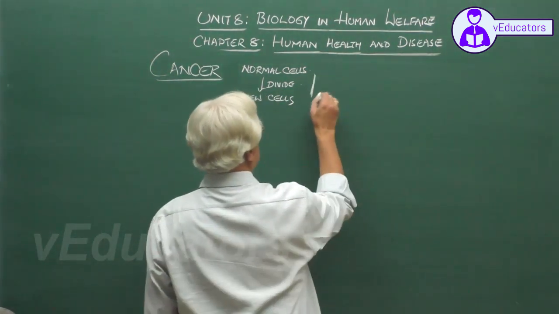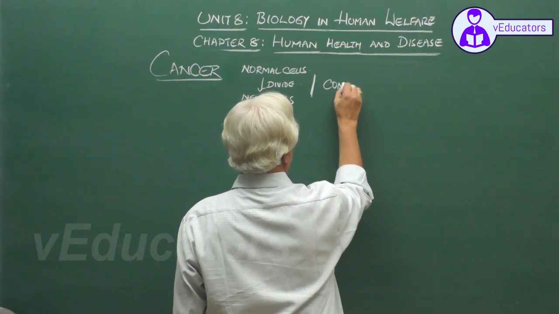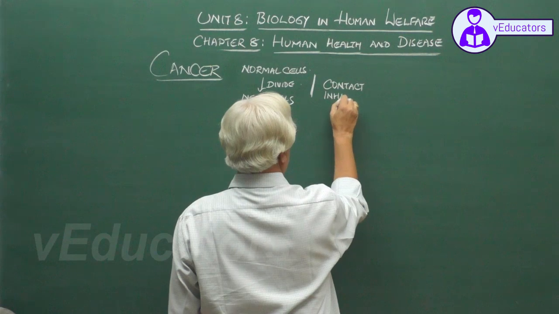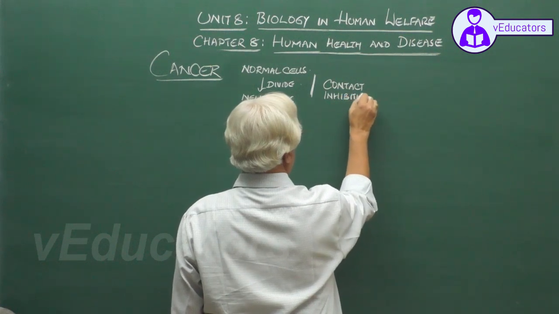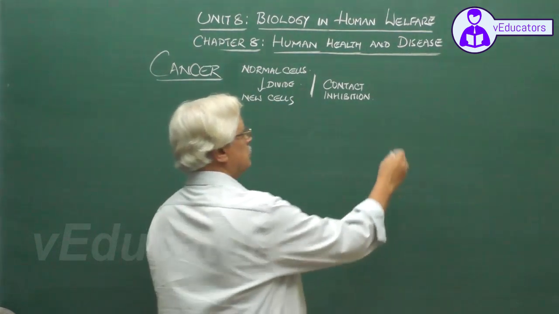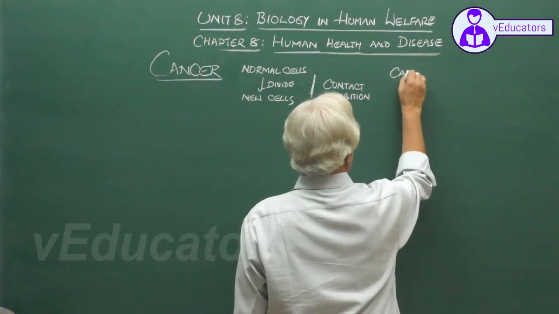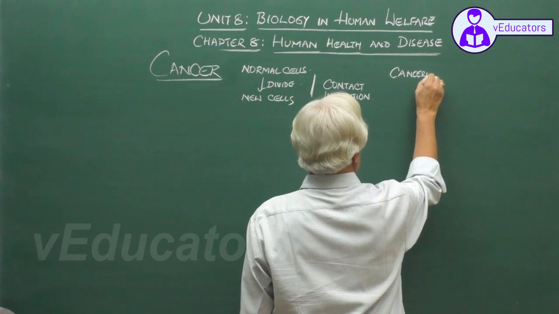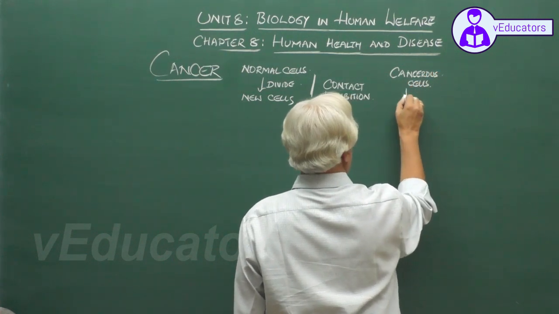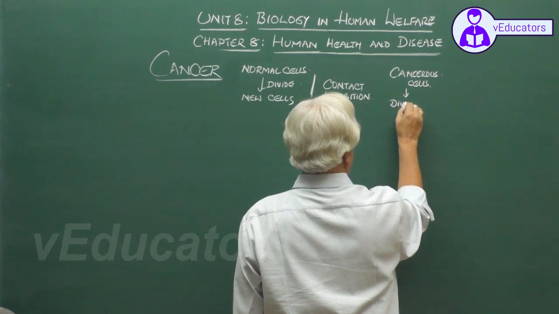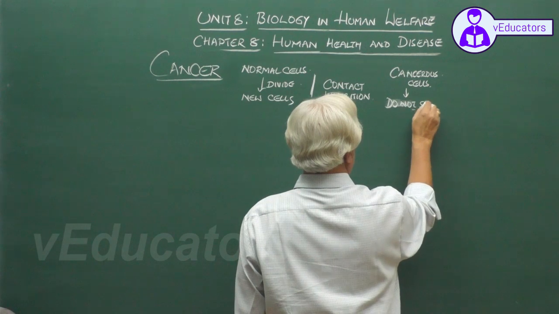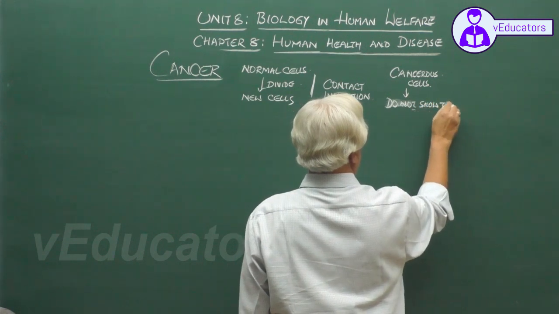This is known as contact inhibition. But in malignant cells or cancerous cells, when they divide, they do not show this property.